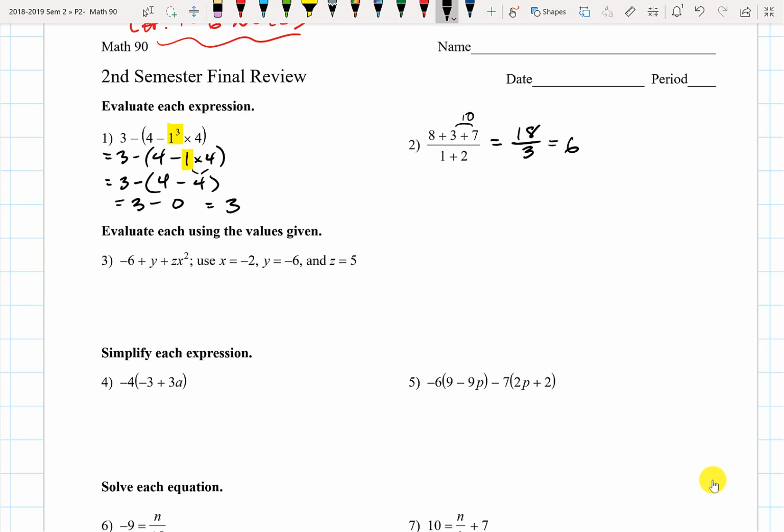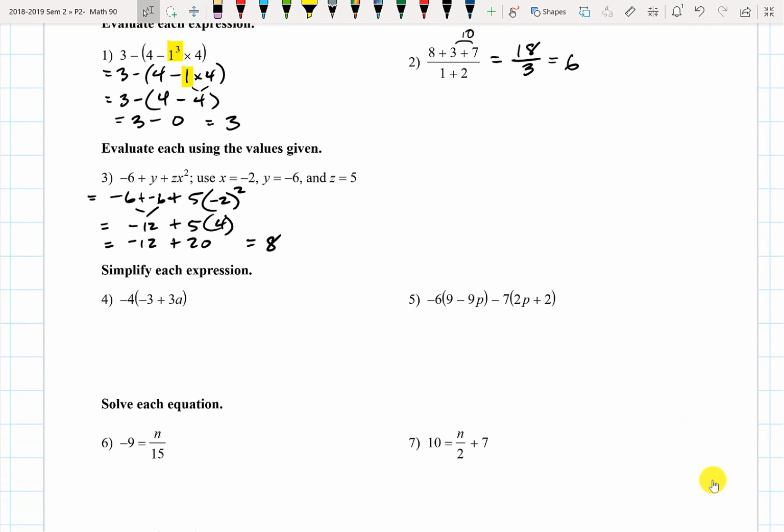All right, next one, you're going to have to evaluate an expression. So what you do is you substitute your values in first. So you got negative 6 plus y, but y is negative 6, plus z, which is 5, times whatever x is, squared. So you take negative 2 and multiply it by negative 2 squared. Well, negative 6 plus negative 6 is negative 12. A negative plus a negative is a bigger negative. Plus 5 times 4, because negative 2 squared is 4. So you get negative 12 plus 20. 20 minus 12 is 8. So this one is equal to 8.